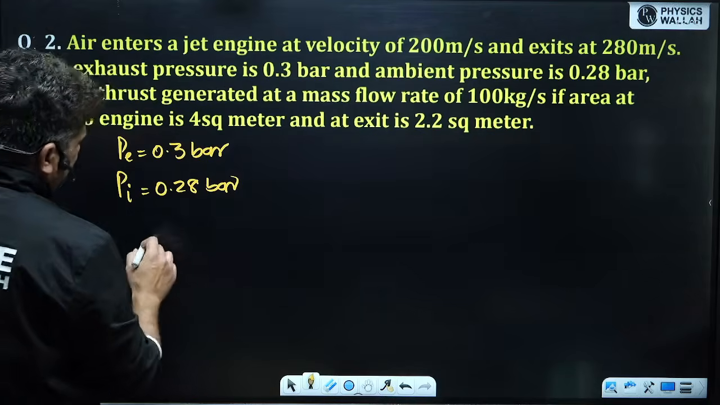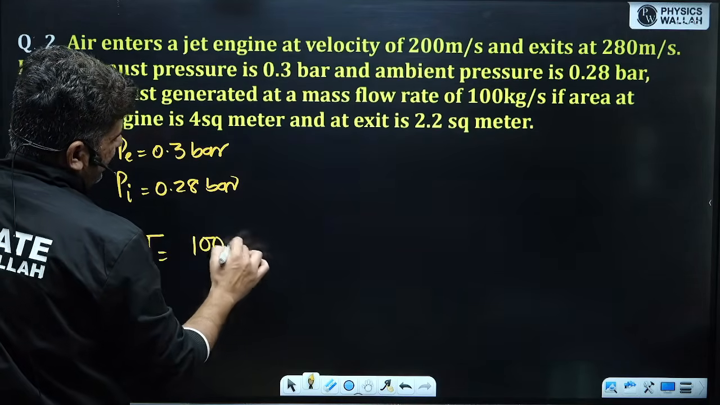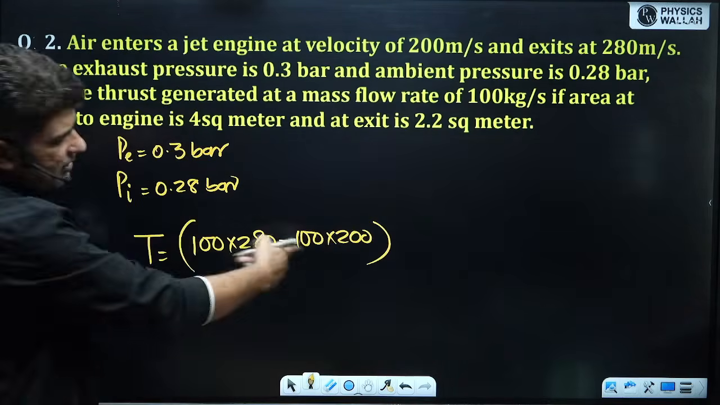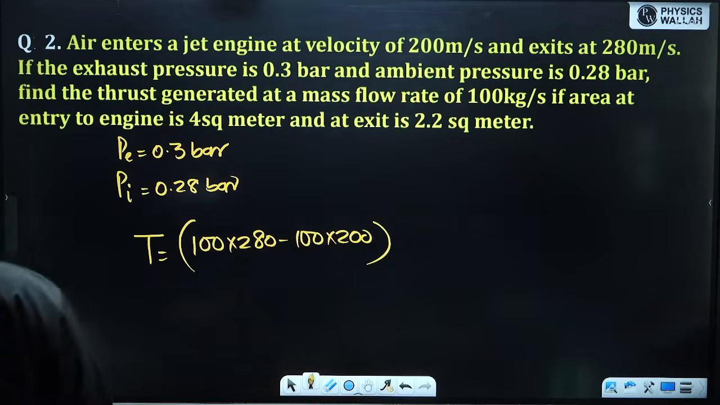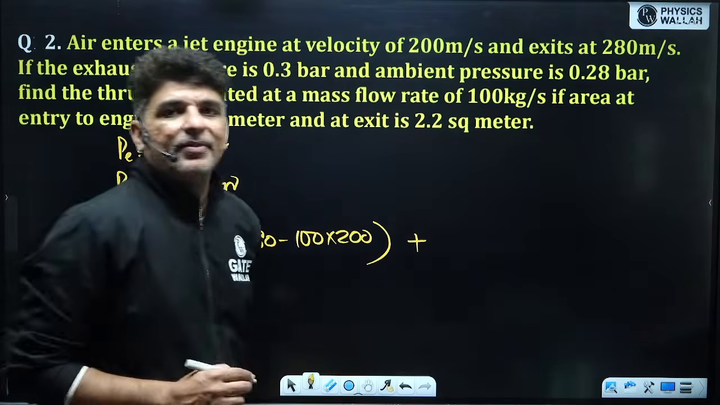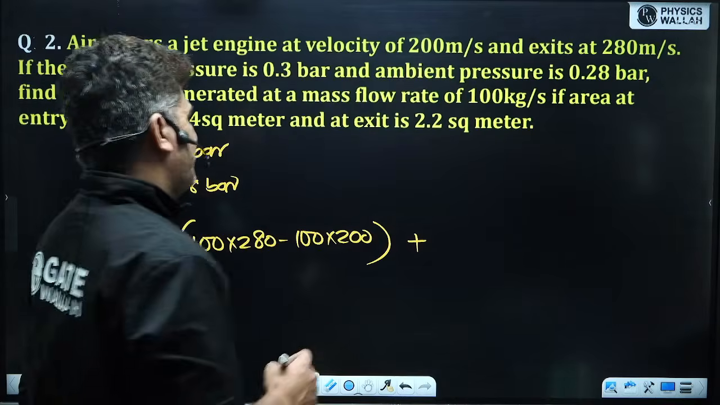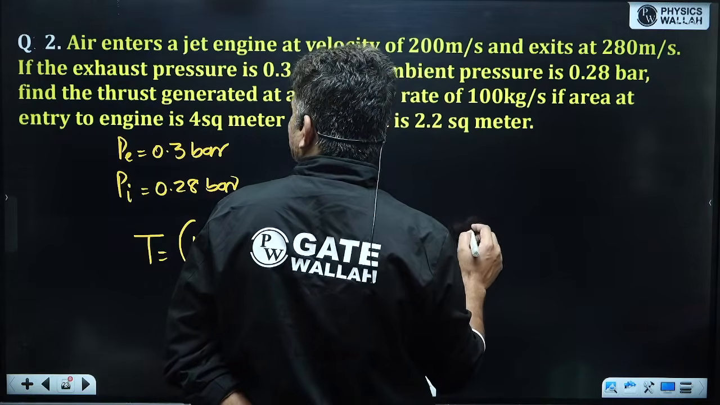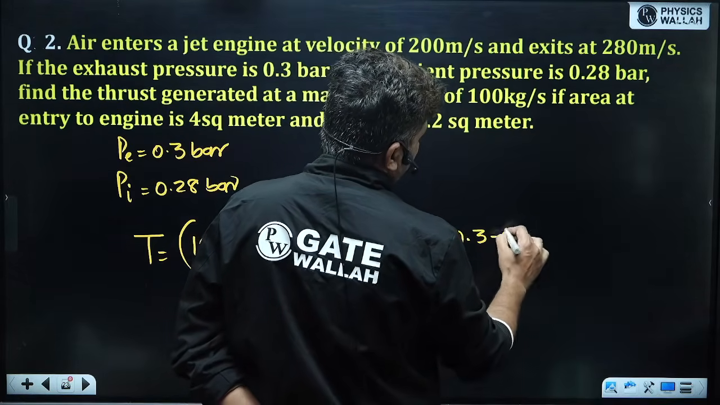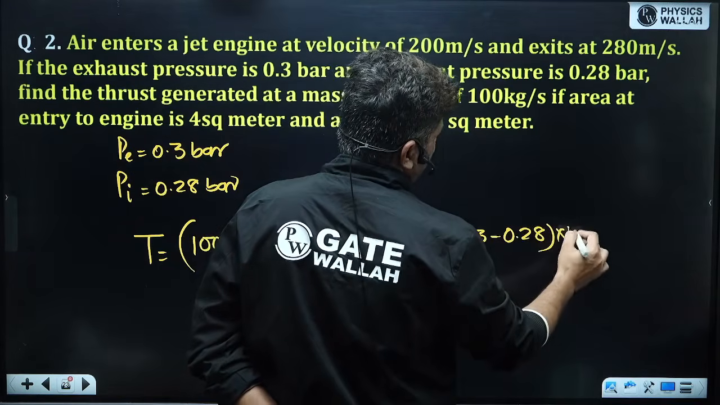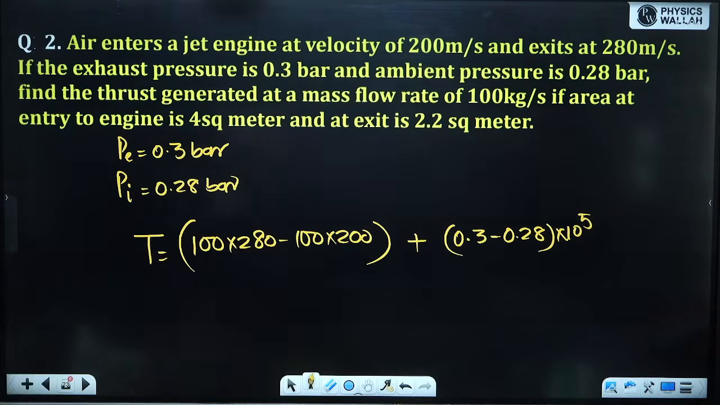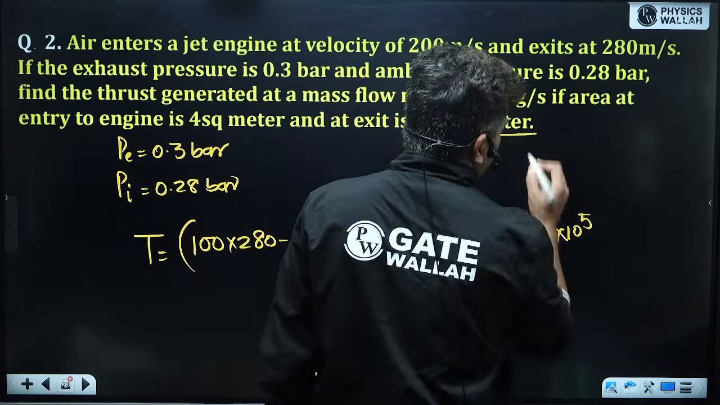So now we can calculate the thrust. Thrust will be equal to 100 multiplied by 280 minus 100 multiplied by 200. This is the thrust which is coming from the previous case, from the acceleration of air. The second thrust will be coming from the pressure difference. So the pressure difference is P exit minus P infinity, that is 0.3 minus 0.28, into 10 raised to power 5, multiplied by the area of exit. The area of exit is 2.2 square meter.